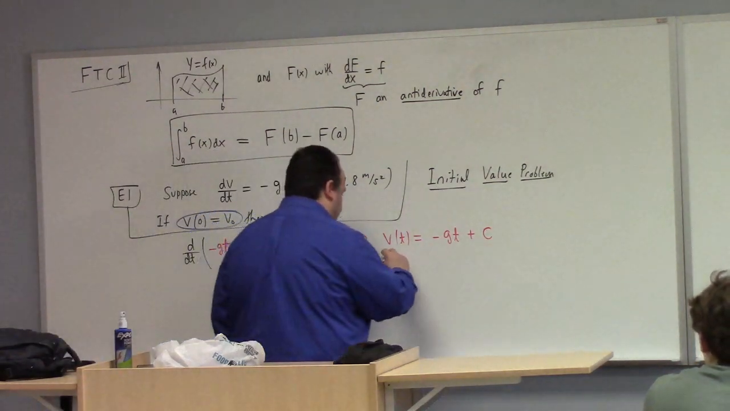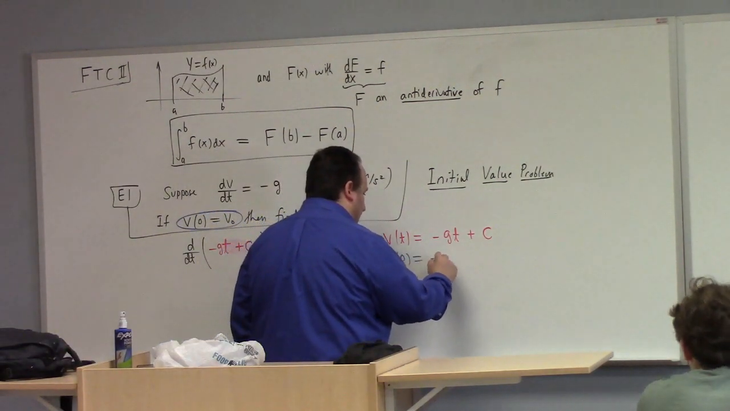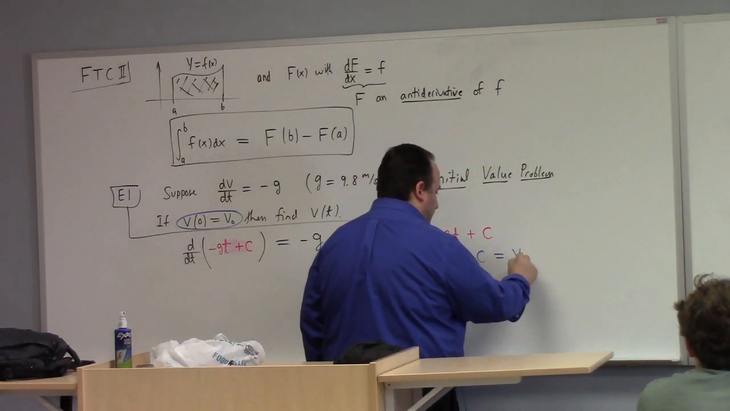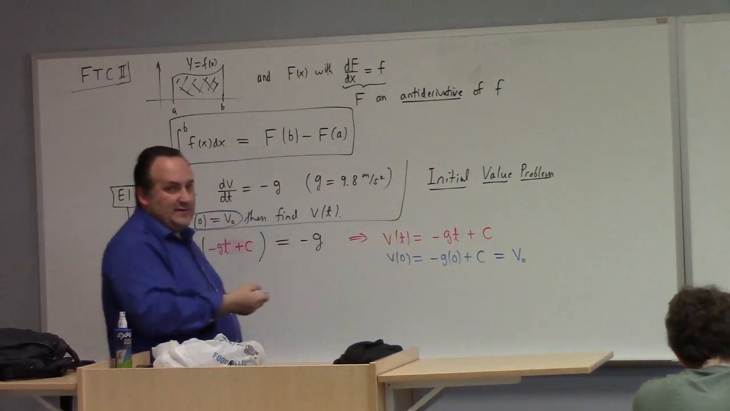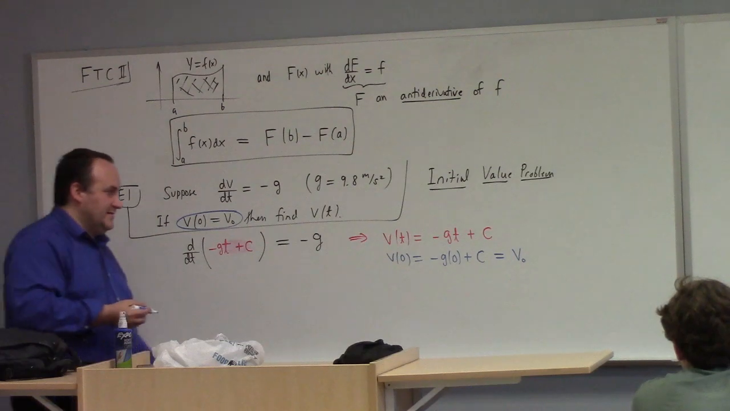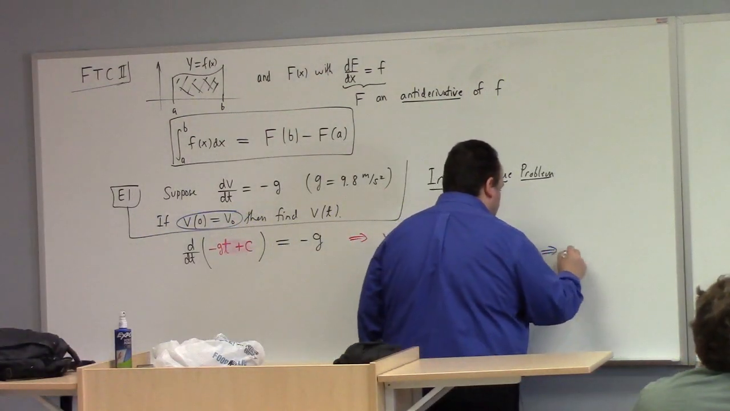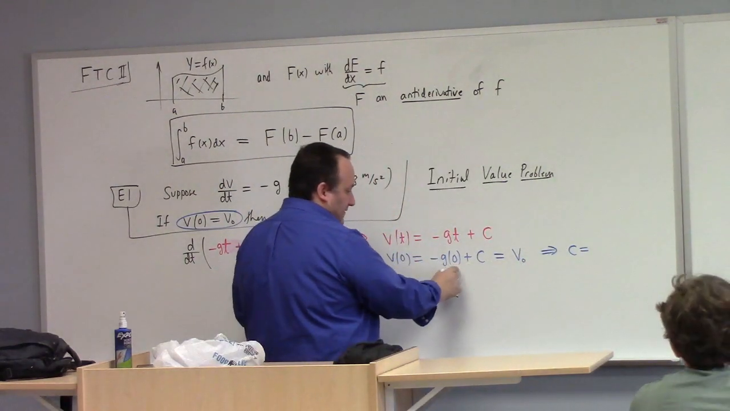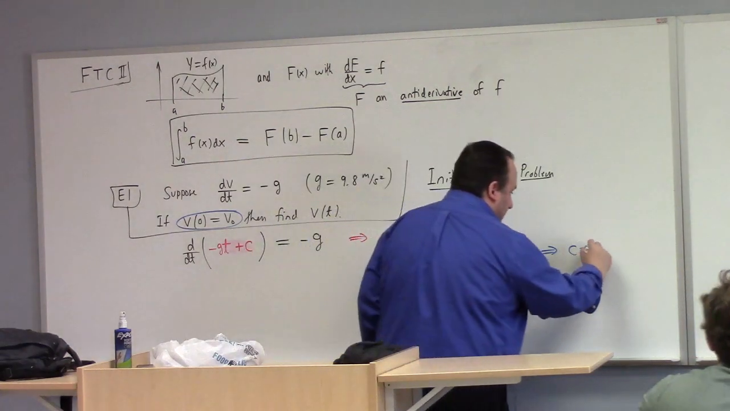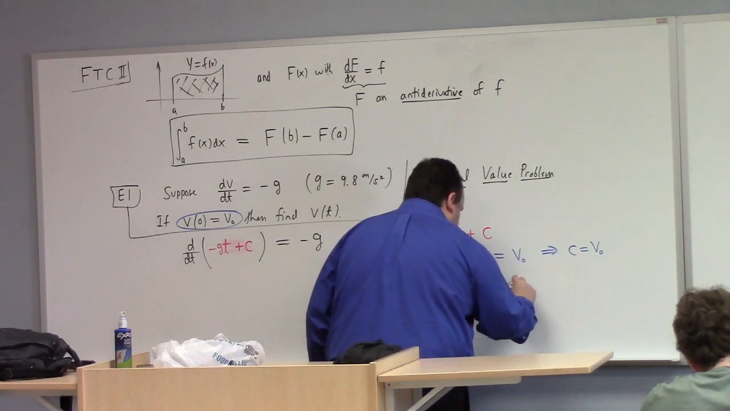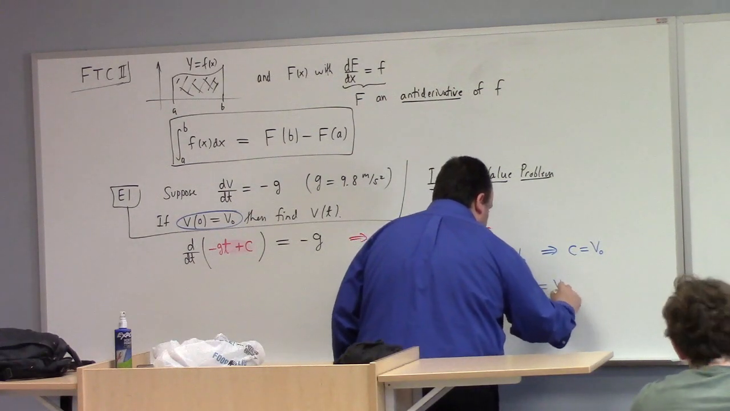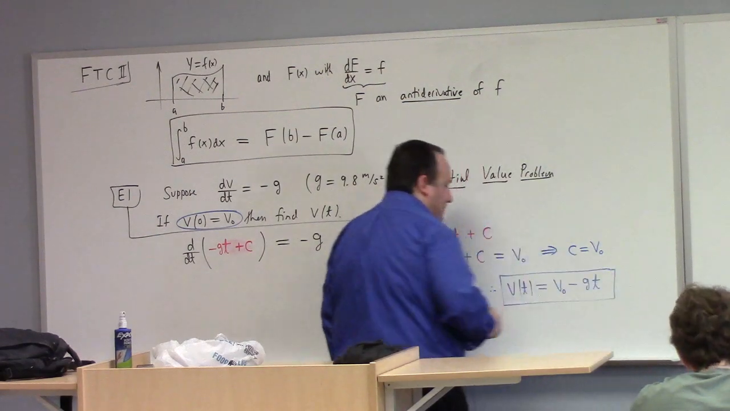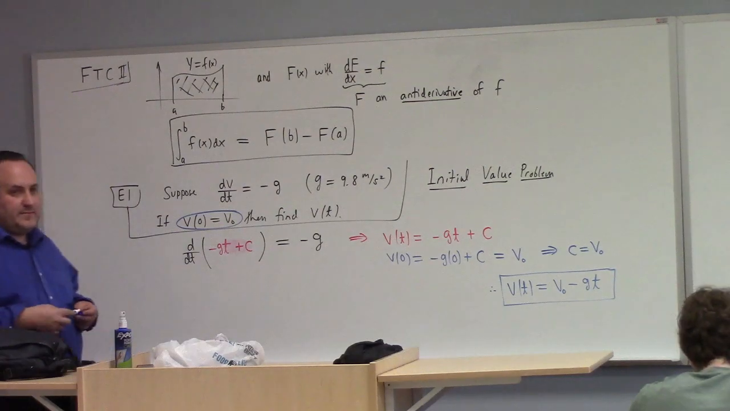So we got v of 0 is equal to minus g times 0 plus c. And this is supposed to be equal to v sub naught, where we want to choose c to make this true. So this time we choose c equal to what? Not 0. That goes to 0. We got 0 plus c equals v naught, so c is equal to v naught. So therefore, the velocity at time t is equal to v naught minus gt. There you go. That's the formula for the velocity as a function of time in the constant acceleration problem, right?